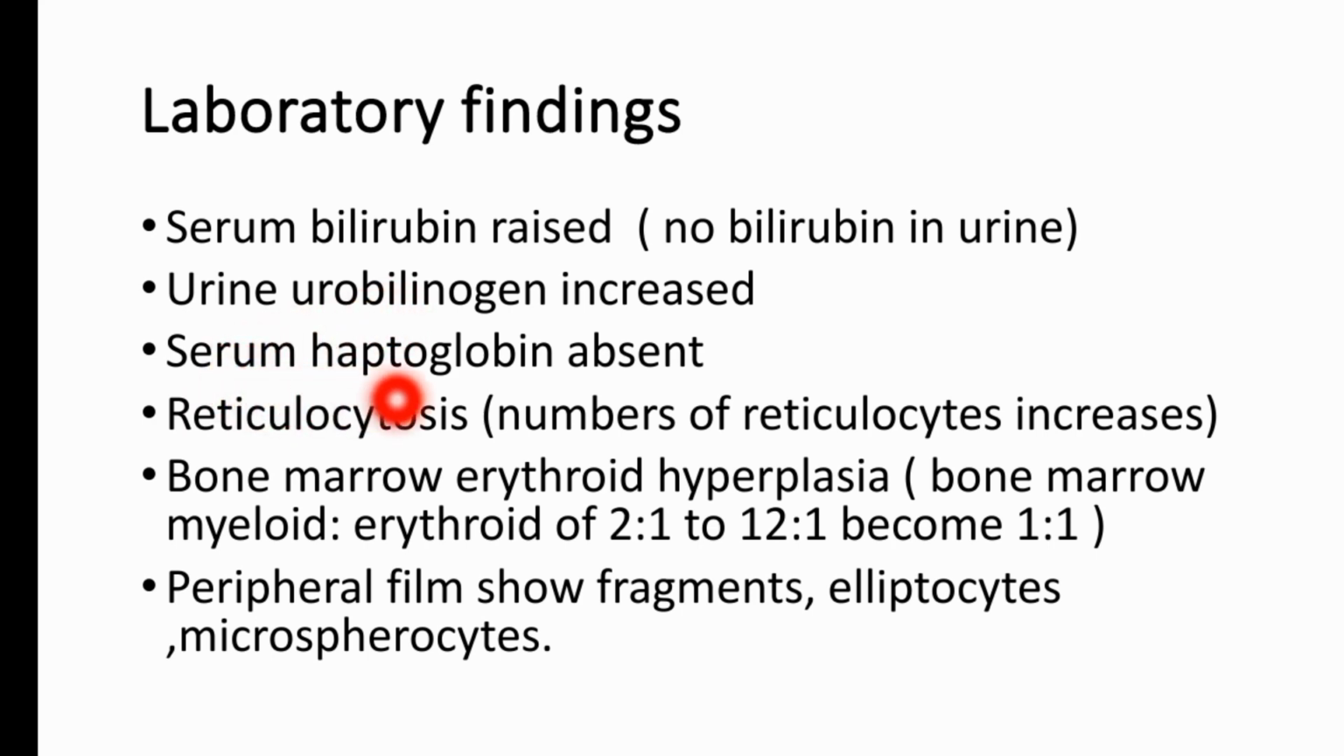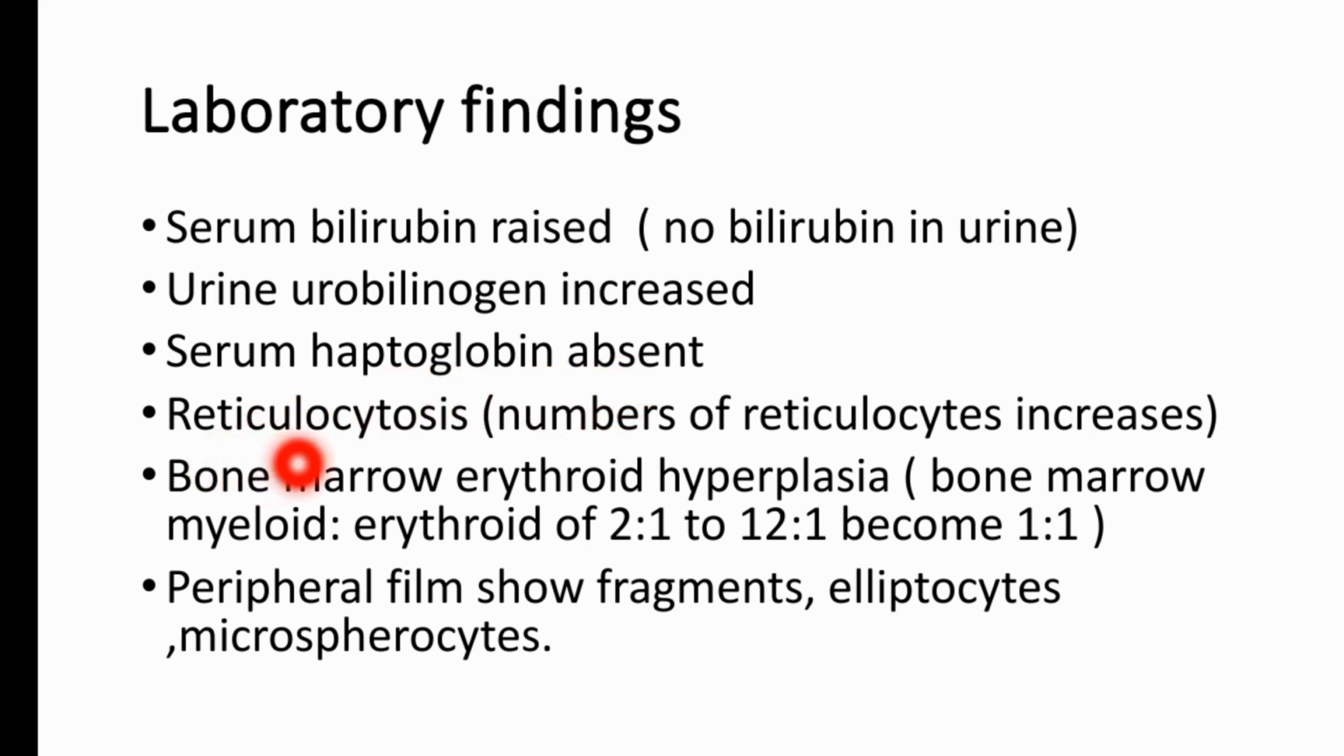Then we have the serum haptoglobin. I have told you about the haptoglobin, that it is a plasma protein, and it has the ability to bind the hemoglobin with it. As it will bind the excessive amount of the hemoglobin with it, its amount will be reduced definitely in the serum, or it may become absent even.